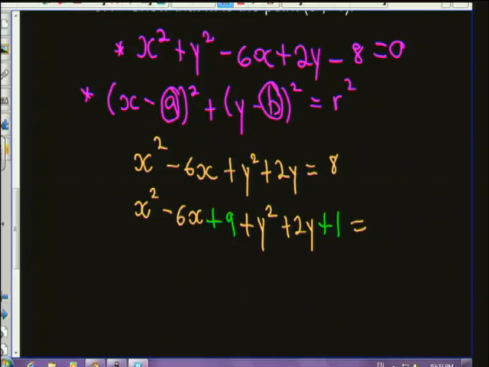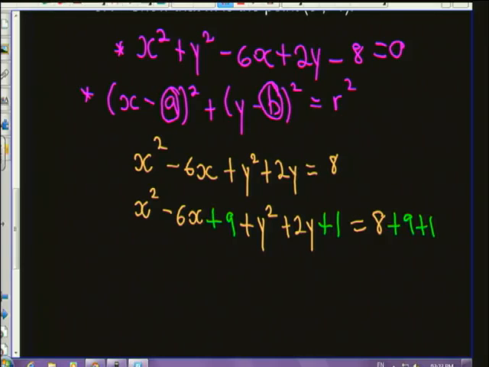Right, but now this is an equation, so whatever we did to the left-hand side, we have to do to the right-hand side as well. So on the right-hand side, we're going to have 8, but then we still need to add the 9, and we still need to add the 1, so that our equation balances.